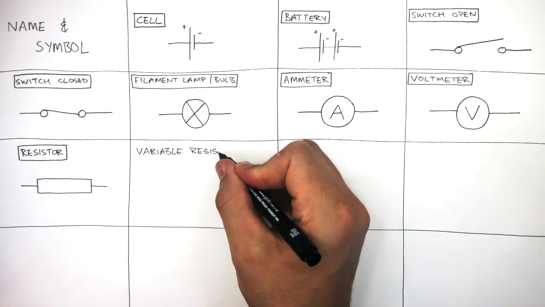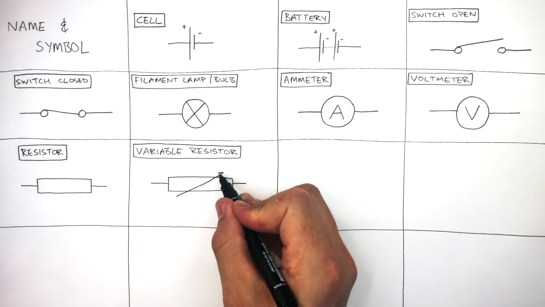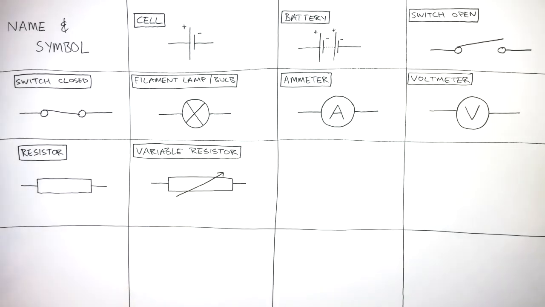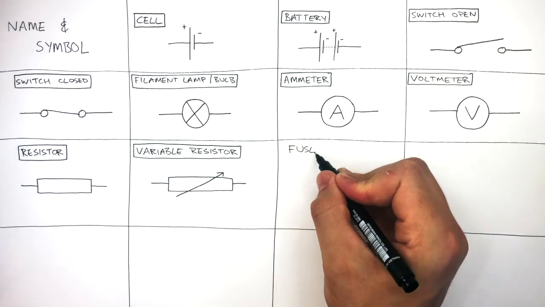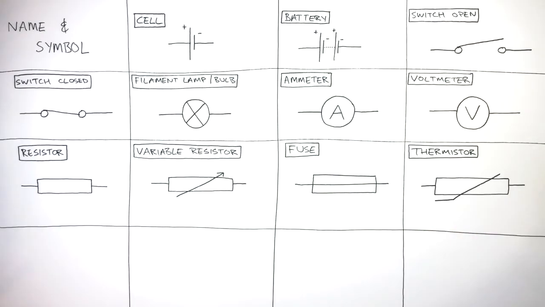A variable resistor looks like a resistor, except there's a diagonal line going from the bottom to the top. A variable resistor also limits the flow of the electric current. However, the resistance can be changed, it is variable. A fuse can be recognized by the long rectangle with a line going straight through the middle. If a problem in the circuit causes too much electric current to flow, the fuse breaks the circuit and the electric current stops flowing.